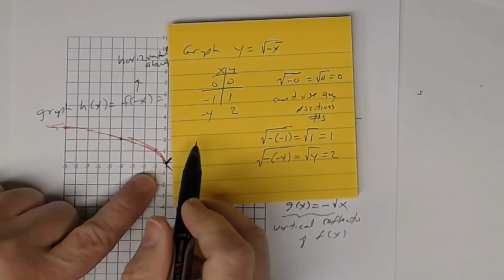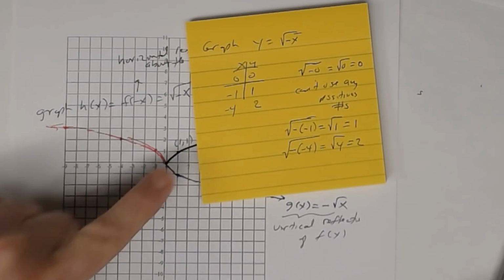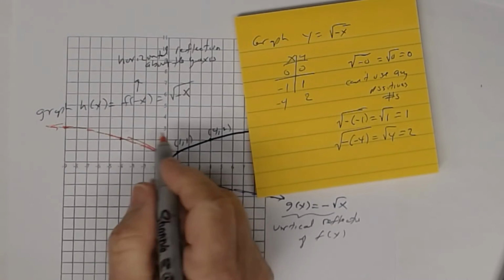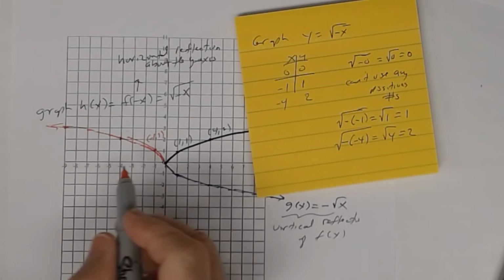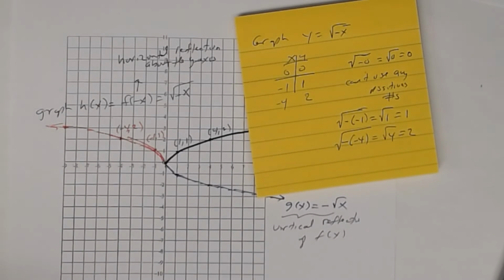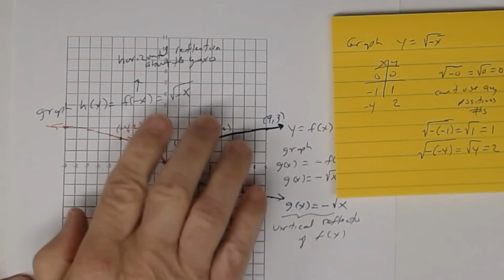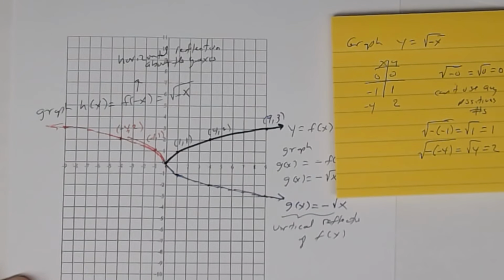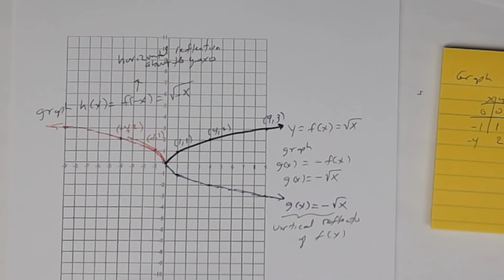And so that's what you see here. So look, negative 1, 1, right here, negative 1, 1. See that? Let me go ahead and write that out. So that right here is negative 1, 1. And then you see right here, negative 4, 2. That's what this is right here, negative 4, 2. Okay? All right. So that's the idea of reflection, horizontal reflections and vertical reflections. Now, here's something else I want to remind you about, and that's this.